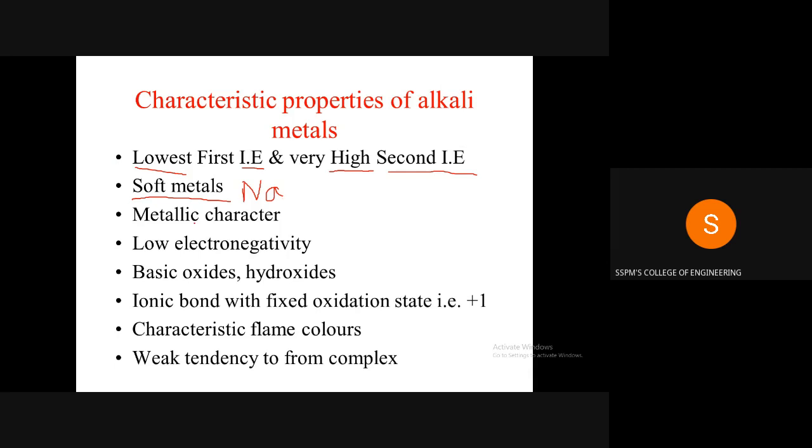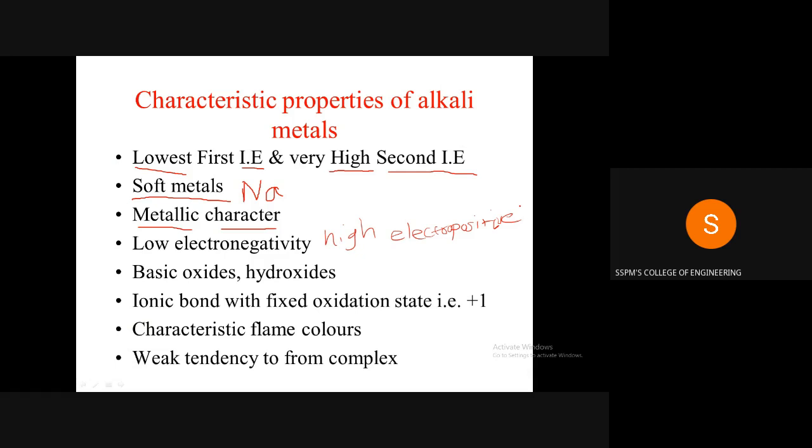All alkali metals have metallic character. Low electronegativity means what? It means they are highly electropositive. This is a very important property of alkali metals, highly electropositive.